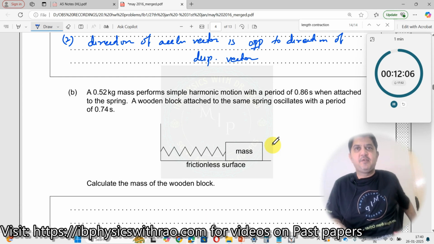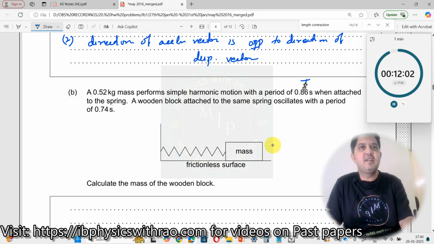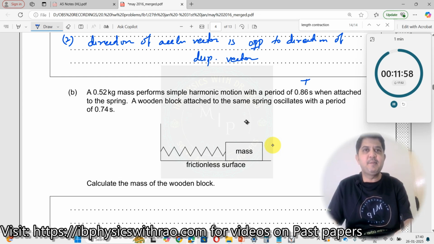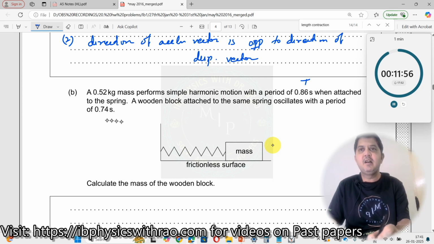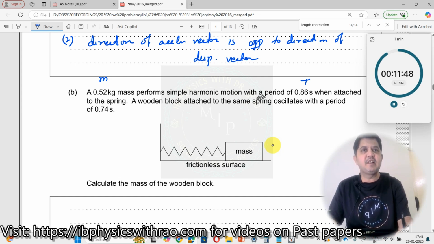A 0.52 kg mass performs simple harmonic motion with a period of 0.86 seconds, T, when attached to a spring. The wooden block attached to the same spring oscillates with a period of 0.74 seconds. Okay, so what is given? You have a mass m given. It oscillates with this mass with a time period t1 when attached to the spring. And if you attach a wooden block to this, then it oscillates with a different time period. Okay, calculate the mass of the wooden block.